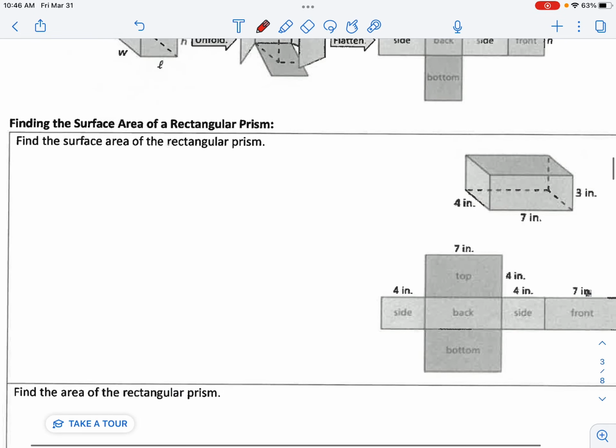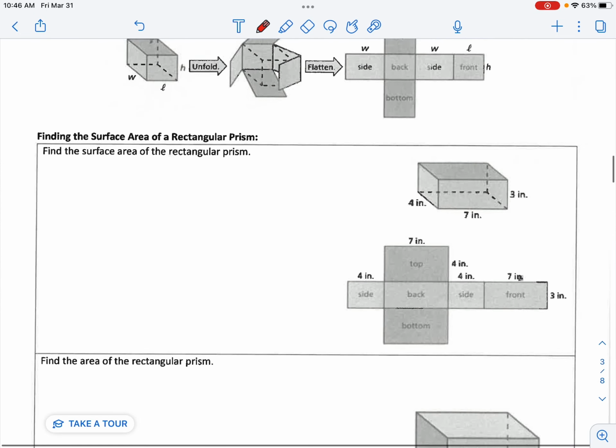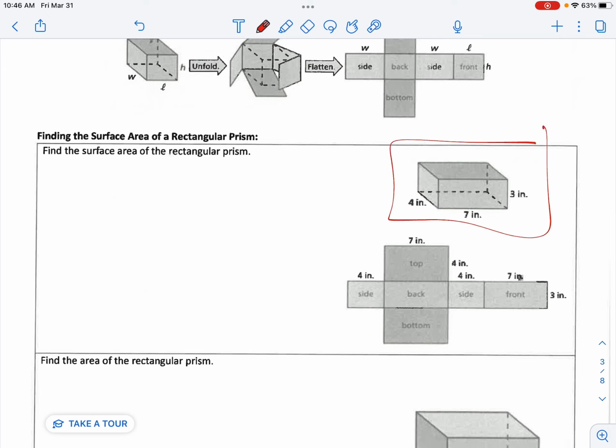So we're going to start with this first one. It says find the surface area of the rectangular prism. Okay, so you can look at either the actual prism or you can look at the net. It is whatever is easiest for you. So essentially we are finding the area of every single side. Okay, so let's start with the front. The front is this part right here. If you notice, it's also right here.